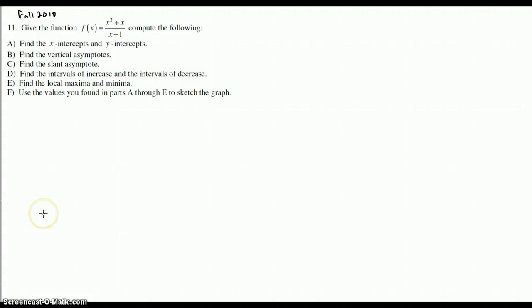Okay, fall 2010, number 11. We have y equals (x squared plus x) all over (x minus 1). At first we're asked to find the x and y-intercepts. When x is 0, it turns out that y is also 0, so it goes through the origin. Now when y is 0, of course we'll get, in return, again that x is 0.